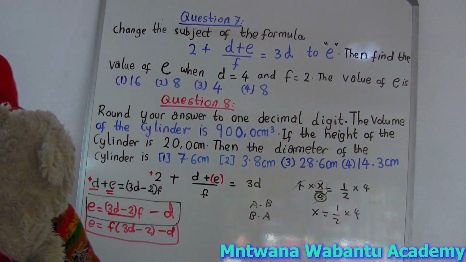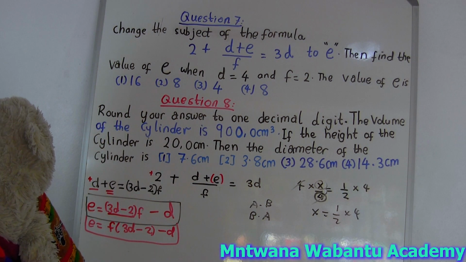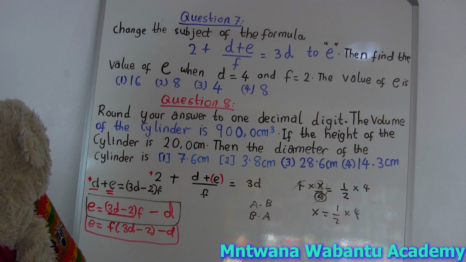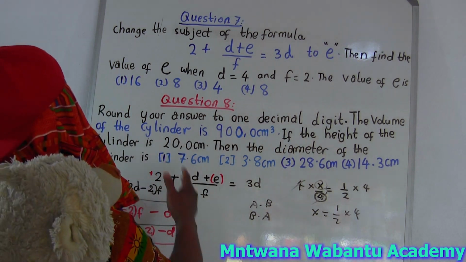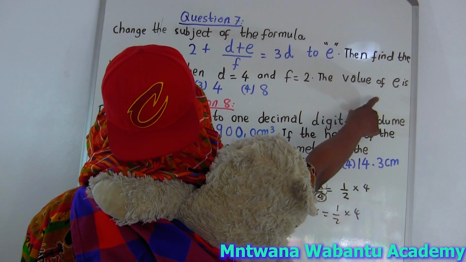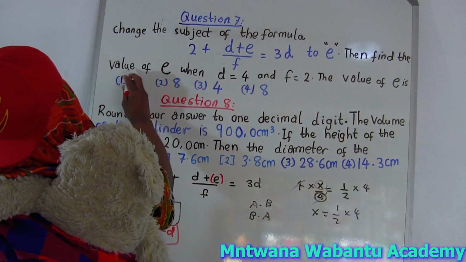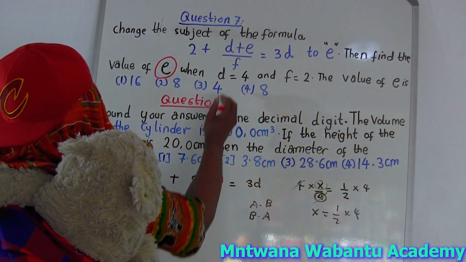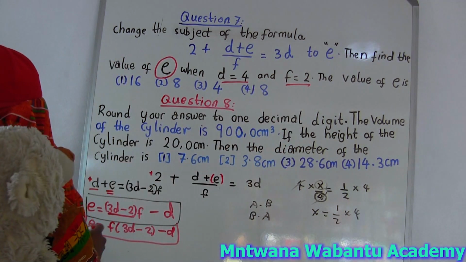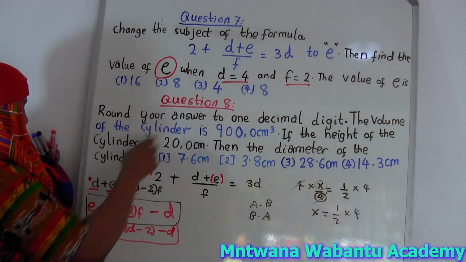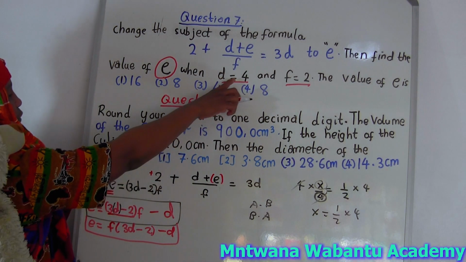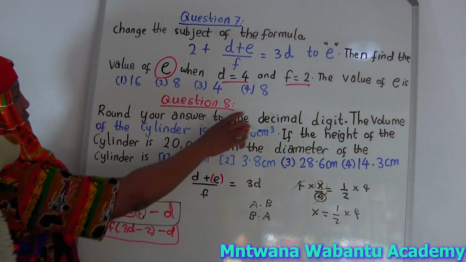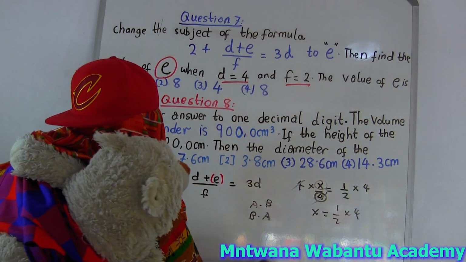So we have already made E the subject of the formula. So we come here to the option. Excuse me just a second. We come to the option. Okay, so we have already made E the subject, and after making E the subject, they say find the value of E if D equals 4 and F equals 2. So now if our D equals 4, it means instead of this D, I'm going to replace it with 4, and instead of this F, I'm going to replace it with 2. Easy.